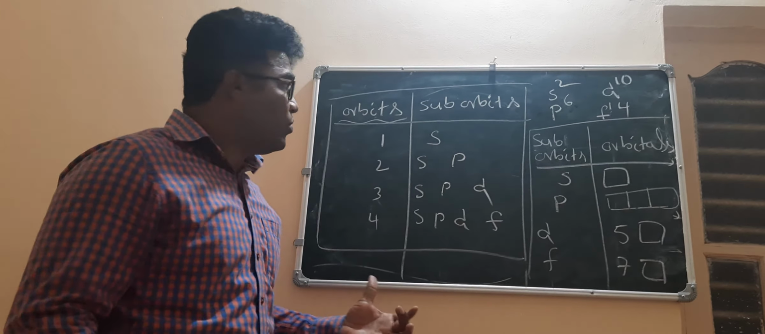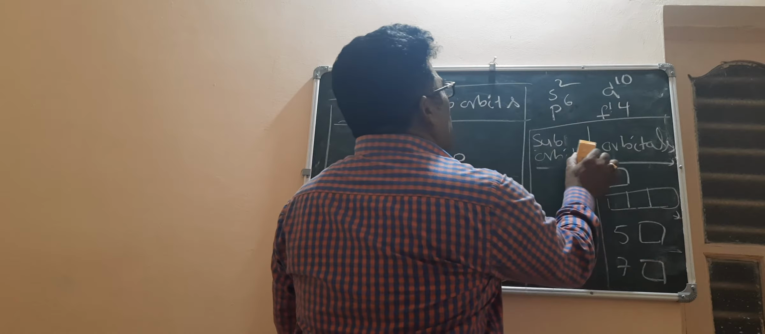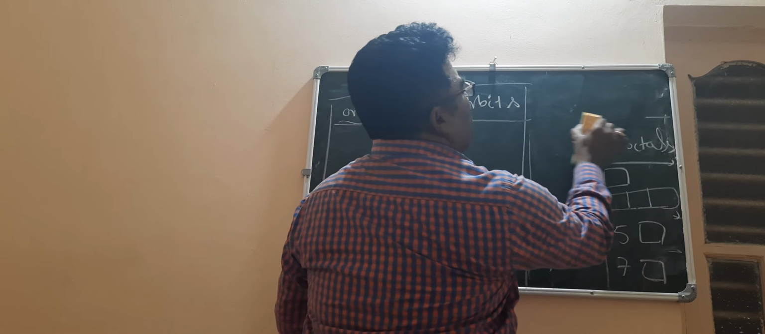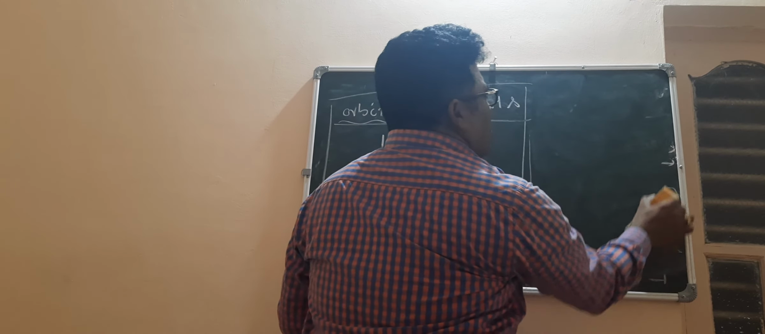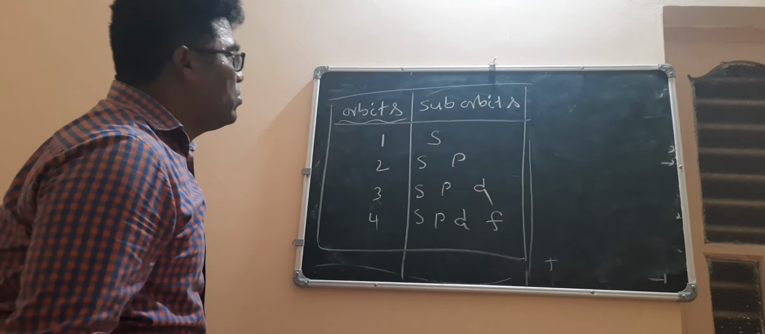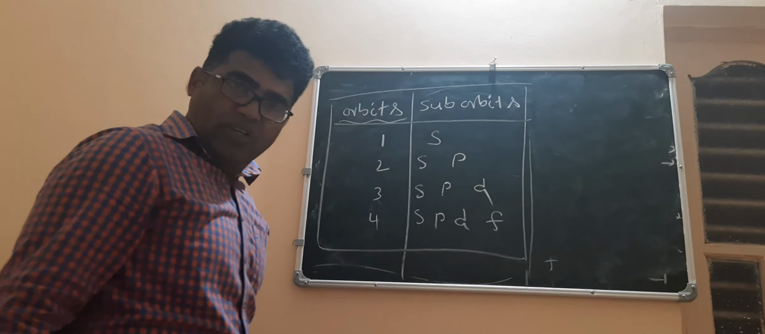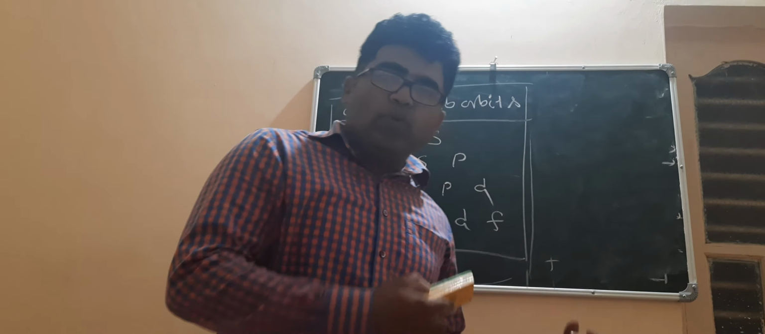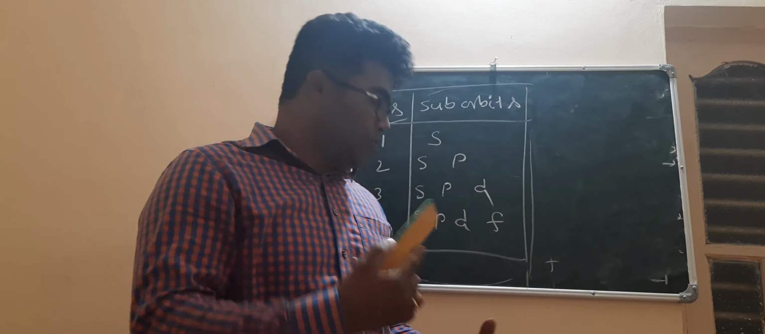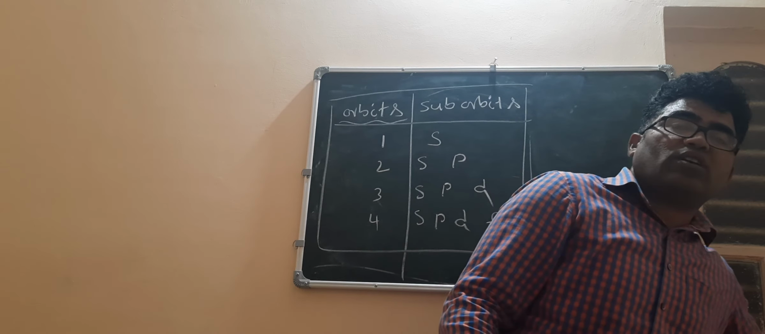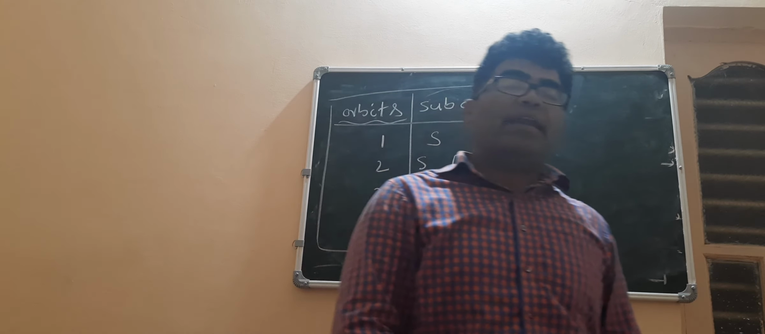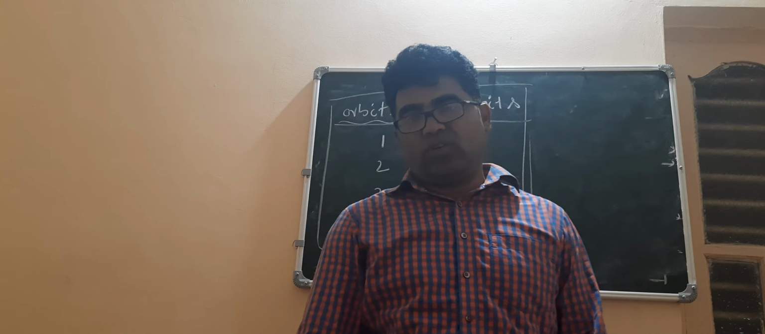Once again, orbits contain suborbits, suborbits contain orbitals, and orbitals contain electrons. If you have this idea, then it is easy to learn electronic configuration. Next class we are going to discuss electronic configuration.